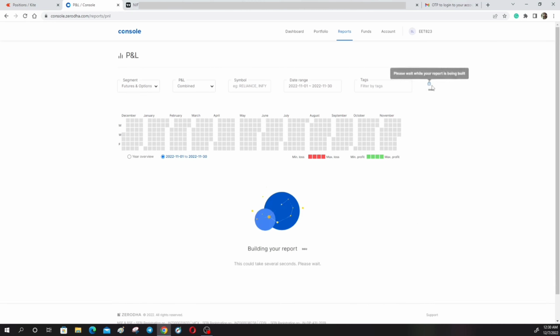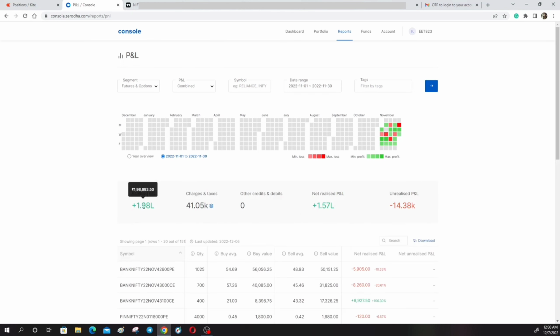So what return I have made in this particular period: 1.986 lakh, which is about 5%. That's GP. I've made 5% GP and charges are 41k. Now the question is whether this is high or low for me, whether this is very much or quite average, whether it is on the same line as what I expected, or above or below that.